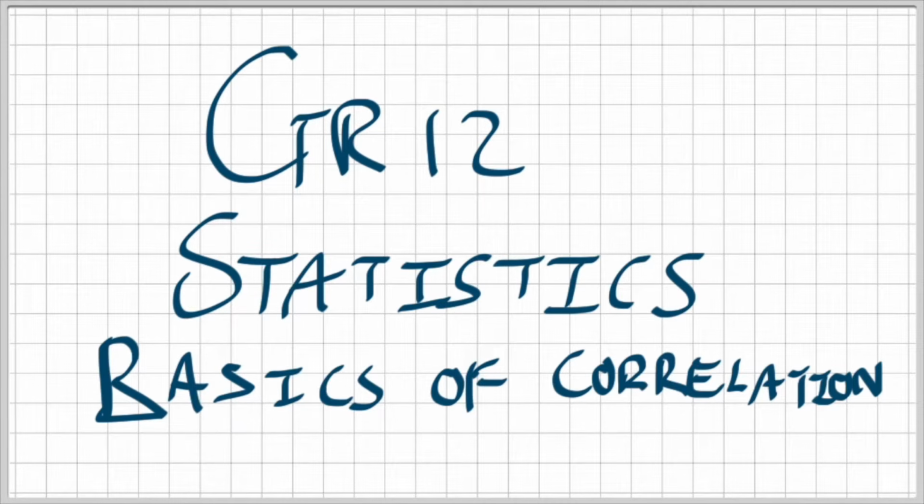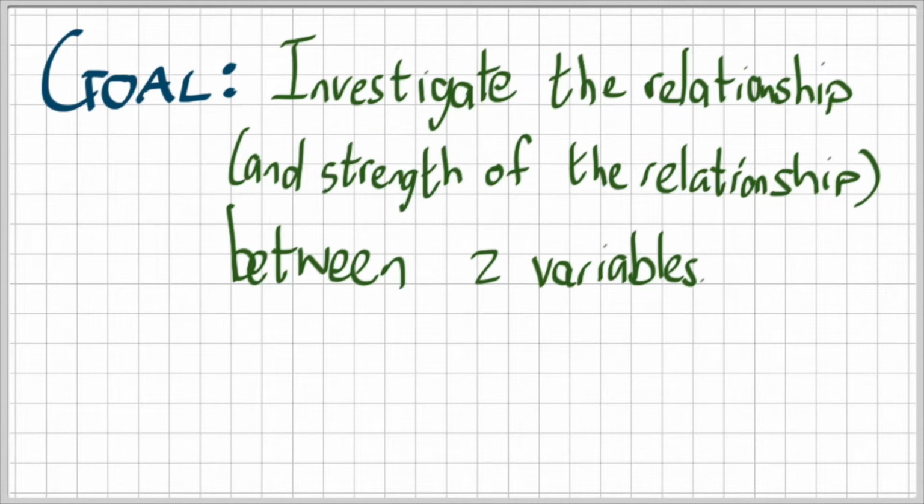Now, what is correlation? That's kind of the very important thing. Well, the whole idea behind this chapter is to investigate the relationship and the strength of that relationship between two variables. In other words, I have two variables, two things that are changing, and we want to see how the one change affects the other one.